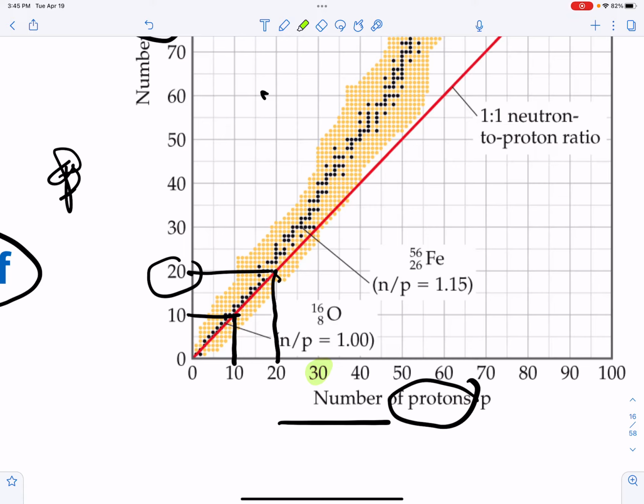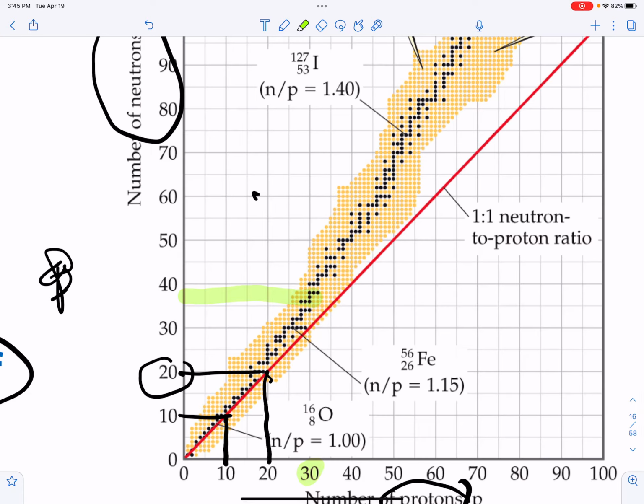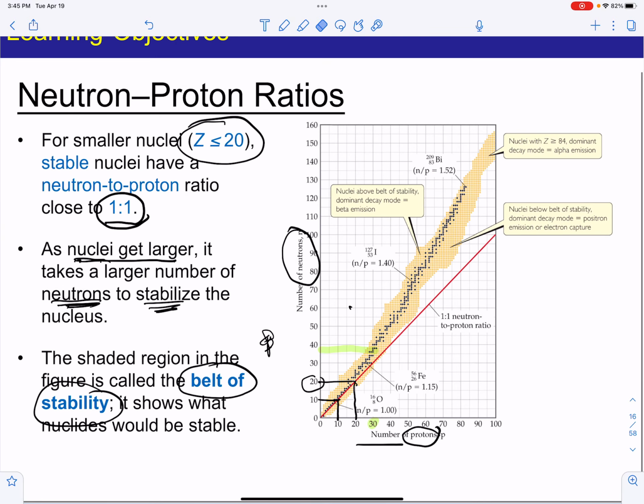30, we have close to 38 neutrons. So we start seeing that the 1:1 ratio is beginning to be lost, and we start seeing a deviation from the line to get stability. So that's where the belt of stability develops, going away from the straight line once you go to atomic number 20 or above.